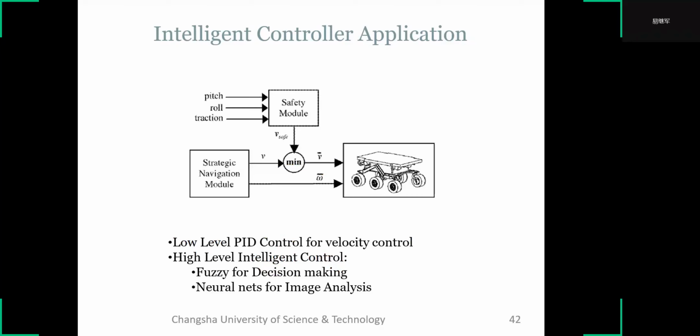This is an intelligent controller application, like a moon vehicle. These systems include low level PID control for velocity control, high level intelligent control, fuzzy control for decision making, and a neural net for image analysis.